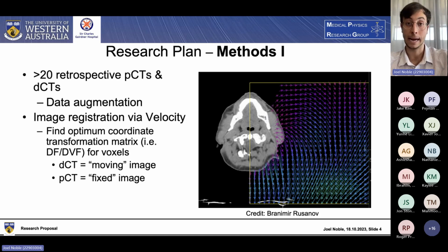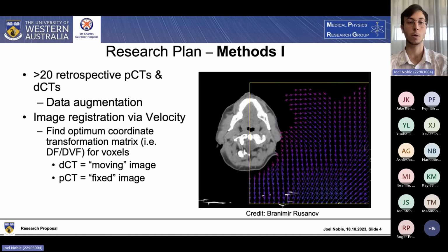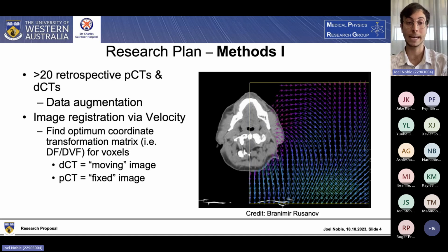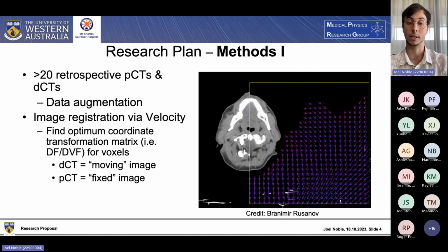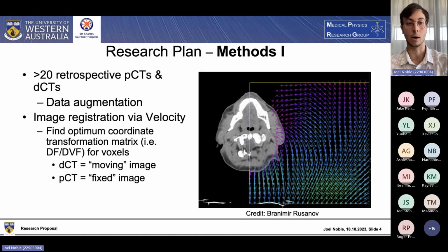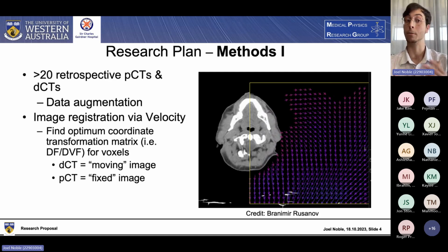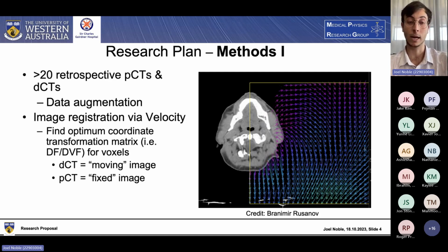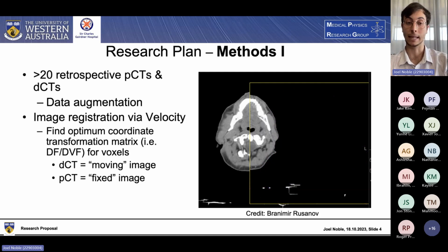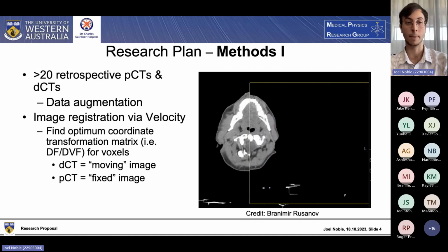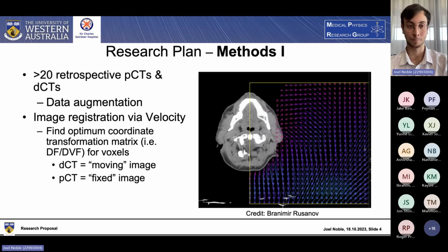So a bit more detail on how this will be done. So first of all, I will need to acquire a retrospective cohort of planning CTs and their matched diagnostic CTs for given palliative patients. Now, deep learning algorithms typically require a large amount of data, so it could be that data augmentation methods will need to be employed to supplement a data set if we're a bit low on the data that we can access.